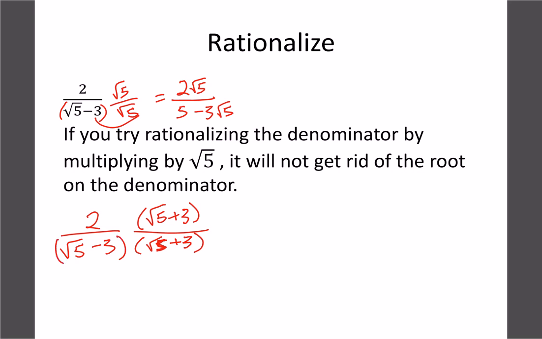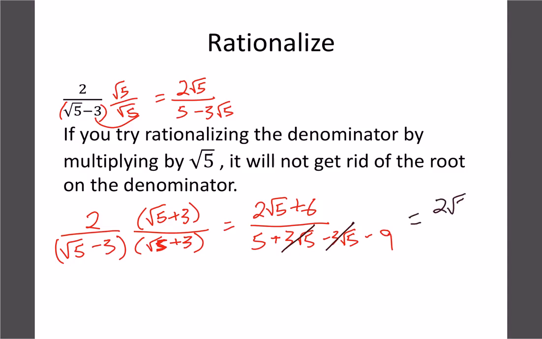And now we FOIL these out. So our top would be 2 root 5 plus 6. And our bottom, root 5 times root 5 is just a regular 5. Root 5 times 3, we get negative 3 root 5. And then negative 3 times 3 would be negative 9. So you can see in this case, the 3 root 5 and negative 3 root 5 cancel. So we end up getting 2 root 5 plus 6 on top, and 5 minus 9 would be negative 4 on the bottom.